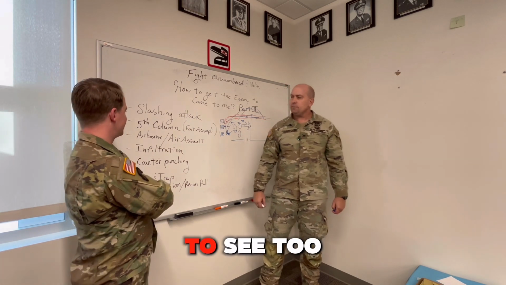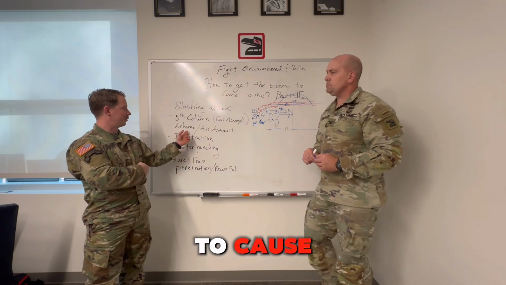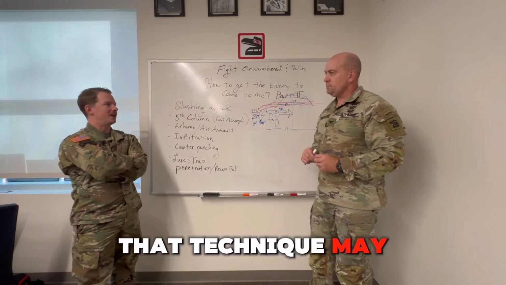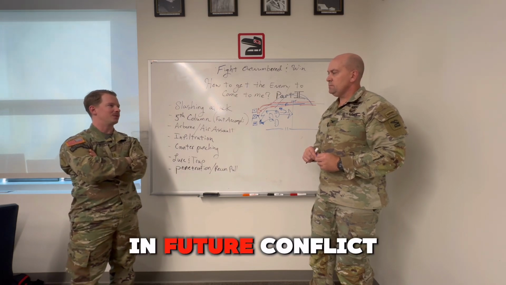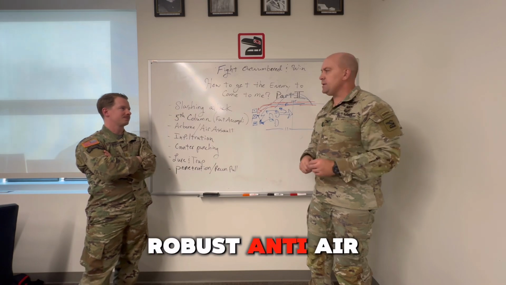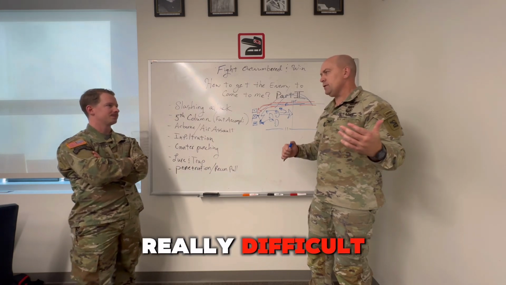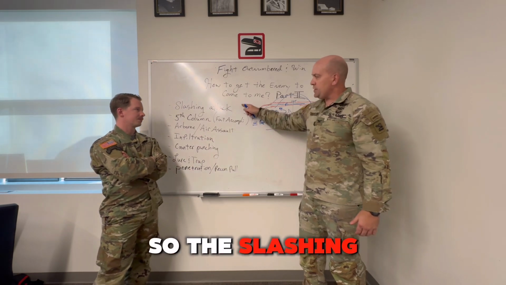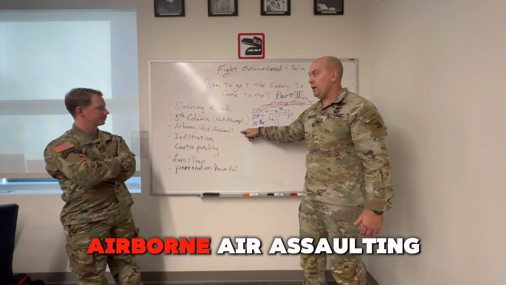Well, it'd be interesting to see how this continues, because you go airborne and then air assault in Vietnam, that technique may continue to develop in future conflict. Well, people want to do that, but now we have such a robust anti-air threat, it becomes really difficult. So that's another way you can get there. So you're trying to get behind them. So the slashing attack, a fifth column, airborne, air assaulting.